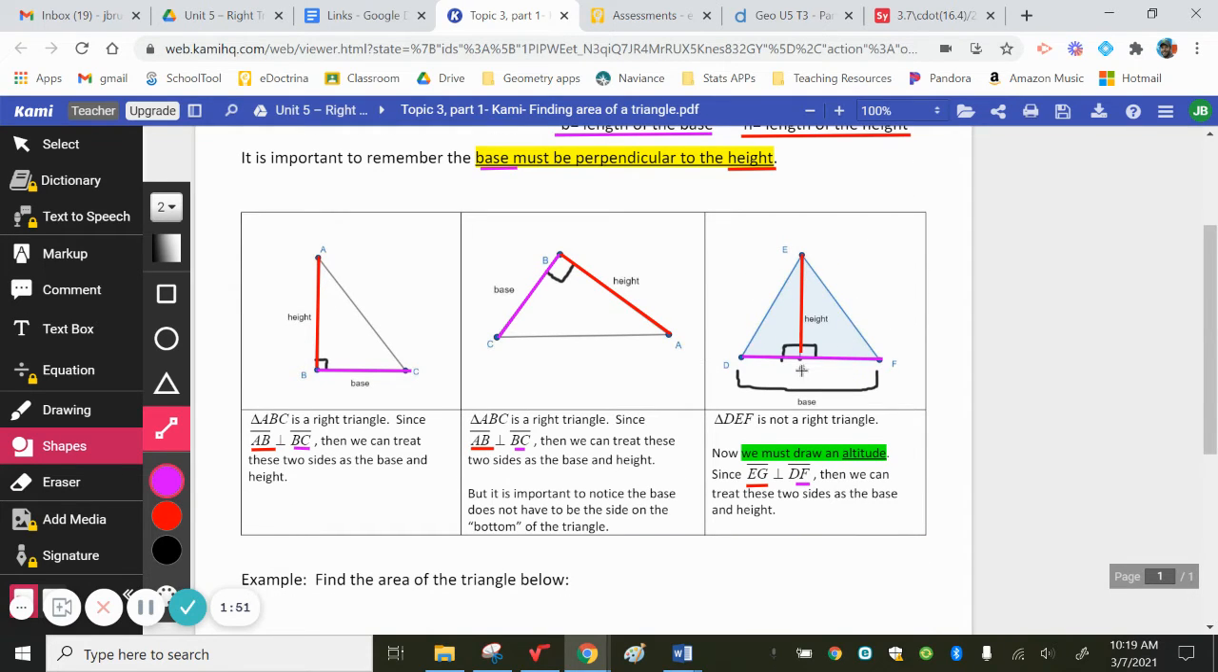Triangle DEF is not a right triangle. So now, to find the height of the triangle, I drew in an altitude. The altitude is a segment that goes from a vertex to the opposite side, and it has to be perpendicular to that side. So now I'm referring to the segment from D to F as the base of the triangle, and this segment from E to G as the height of the triangle. And this is the case that we'll be studying mostly in this chapter.